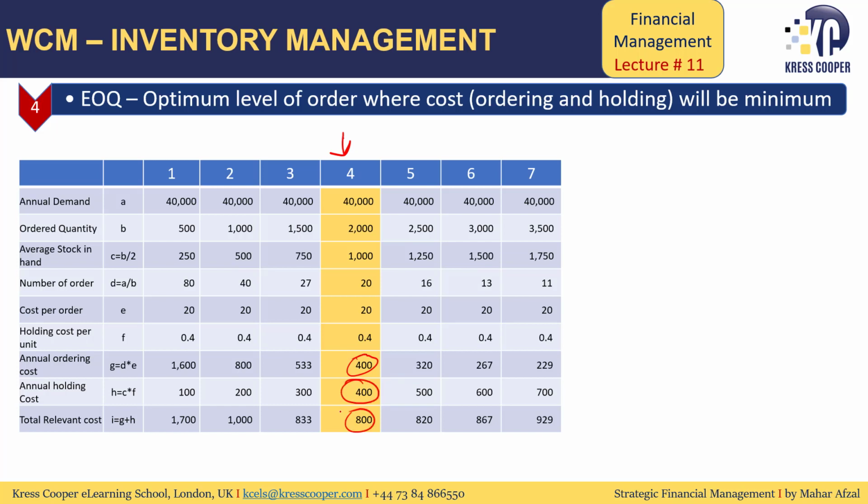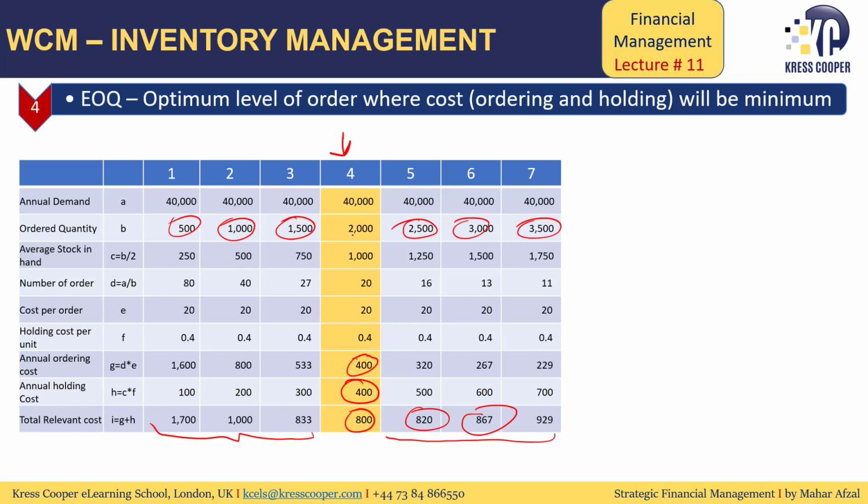cost. You can see that if the EOQ is not being followed, meaning if the order quantity is 1500, 1000 or 500, in all three cases my total cost is higher than the cost at the EOQ level. And if we are placing an order more than the EOQ, again my total cost is higher as compared to the EOQ level.